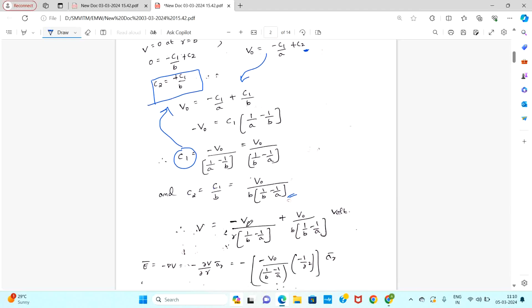Finally, I have the potential as minus V naught by R into 1 by B minus 1 by A plus V naught by B into 1 by B minus 1 by A. Okay, so I got the voltage equation.